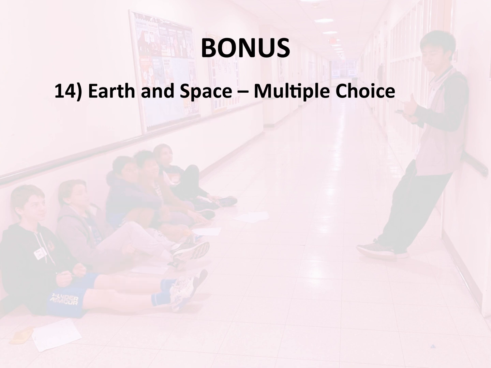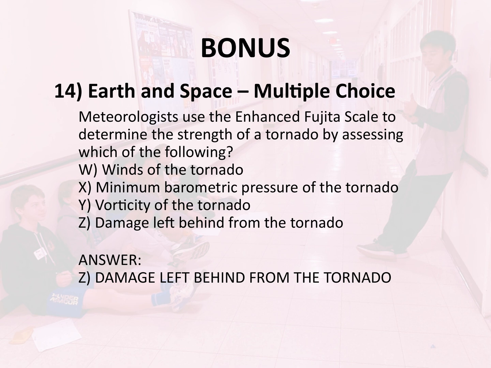Bonus, 14. Earth and space, multiple choice. Meteorologists use the enhanced Fujita scale to determine the strength of a tornado by assessing which of the following? W. Winds of the tornado. X. Minimum barometric pressure of the tornado. Y. Vorticity of the tornado. Z. Damage left behind from the tornado. Answer. Z. Damage left behind from the tornado.